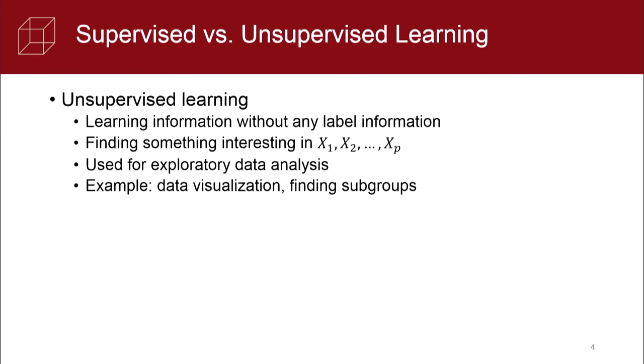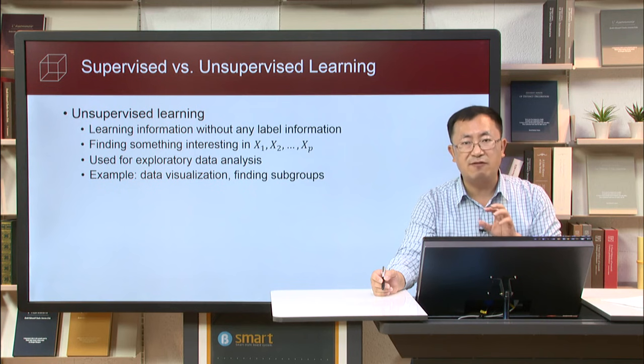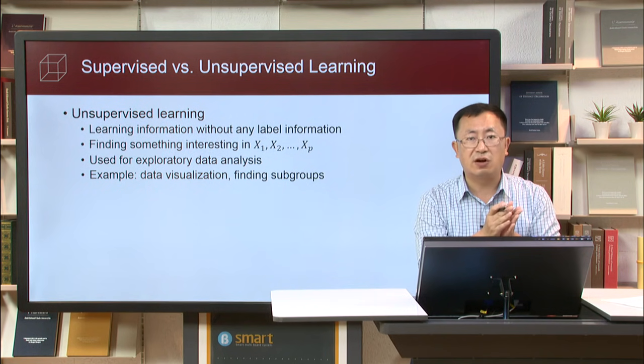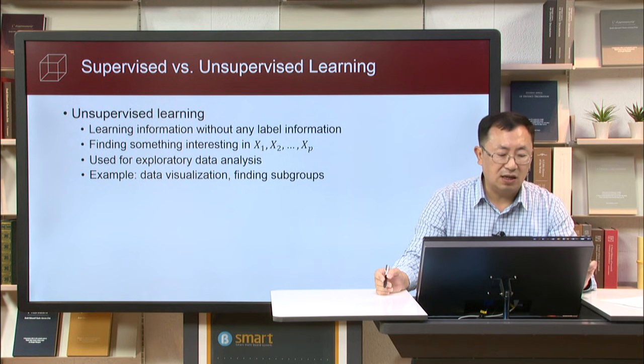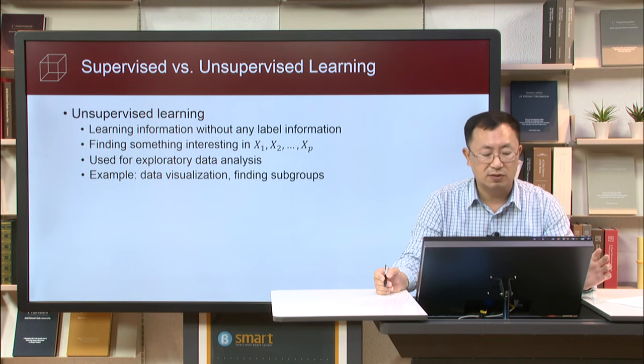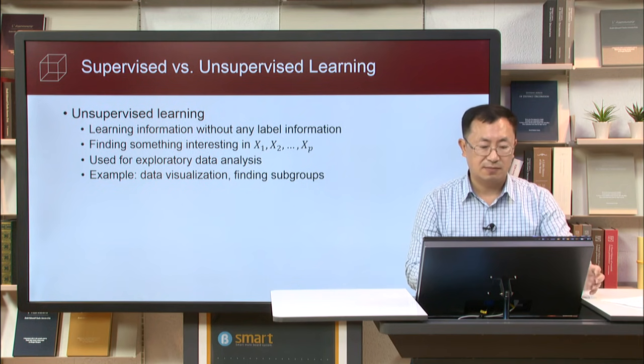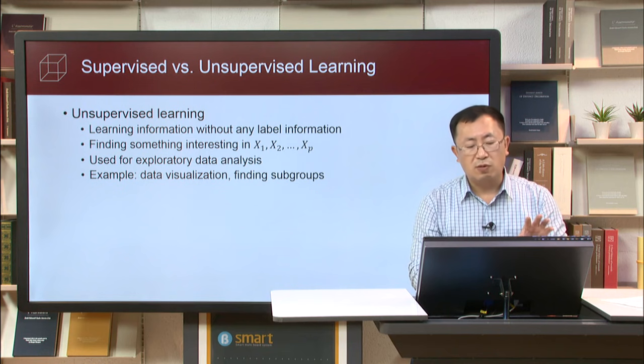On the other hand, in the case of unsupervised learning, there is no information on y. In other words, you try to learn information without any label information. Label information is the value of y, which is the desired outcome. So basically, in unsupervised learning, we are just interested in finding something interesting in the input variables. Basically, unsupervised learning is used for exploratory data analysis, for example clustering, finding subgroups, or data visualization. And over these 2 weeks, we will talk about some algorithms in unsupervised learning.